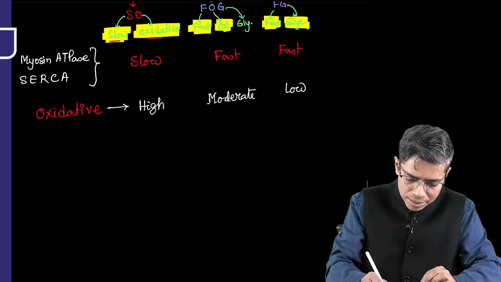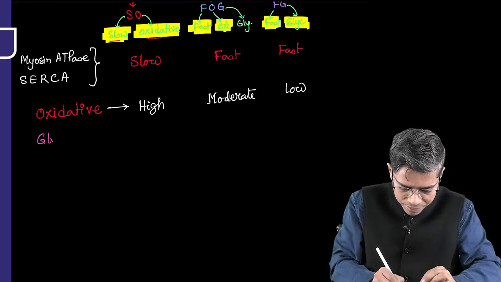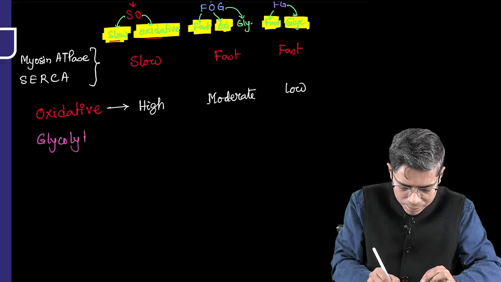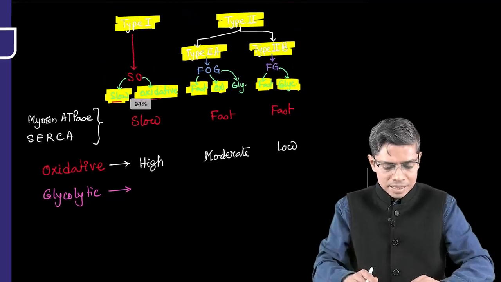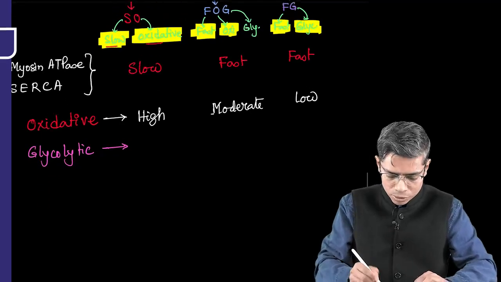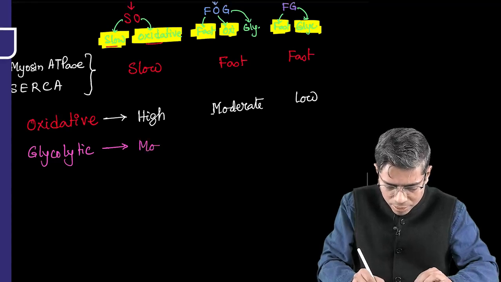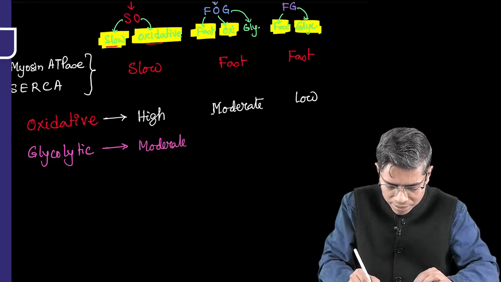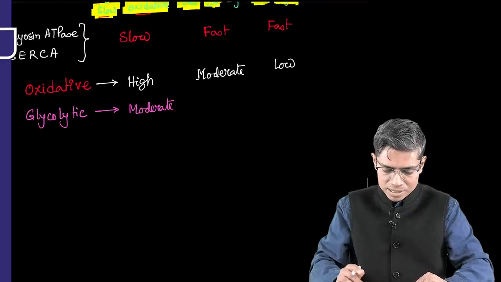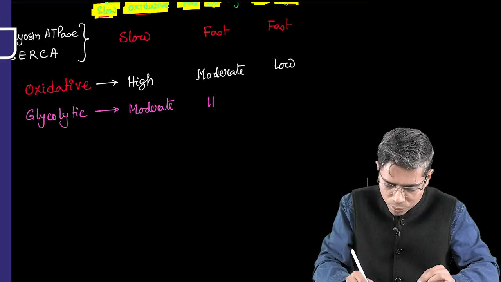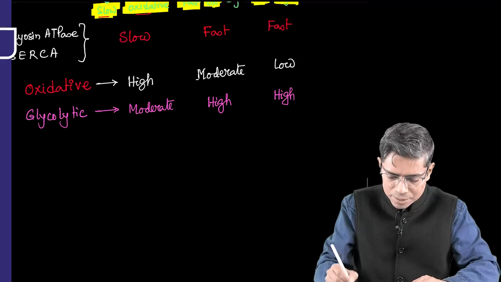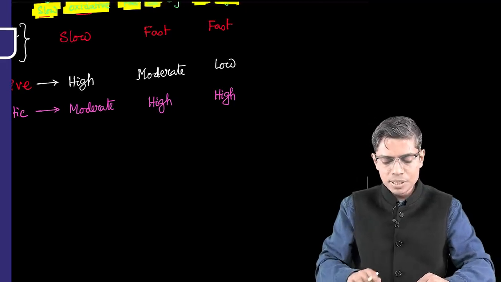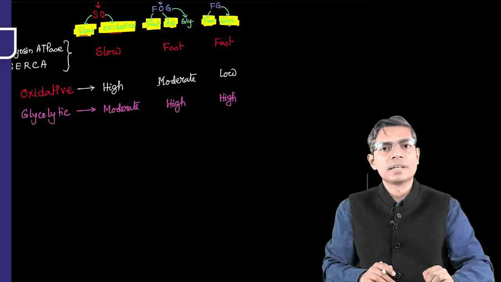Now if you look at the glycolytic metabolism, the obvious thing is that glycolytic metabolism in type 1 muscle fiber will be low. But it is written in the book that glycolytic metabolism is moderate in case of type 1 muscle fiber. In both type 2a and type 2b, glycolytic metabolism is very high, right?